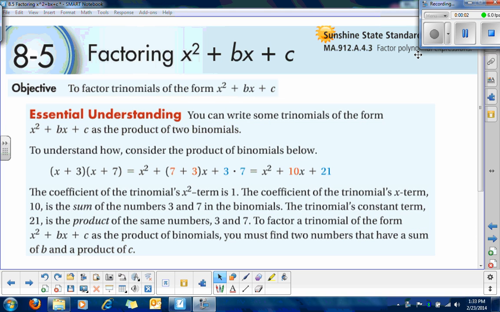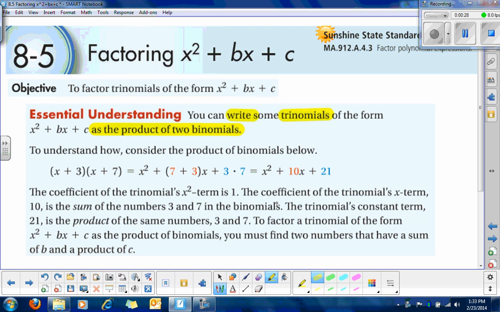So today we're looking at section 8-5, factoring a trinomial in the form x squared plus bx plus c. So today you are going to write trinomials as the product of two binomials.